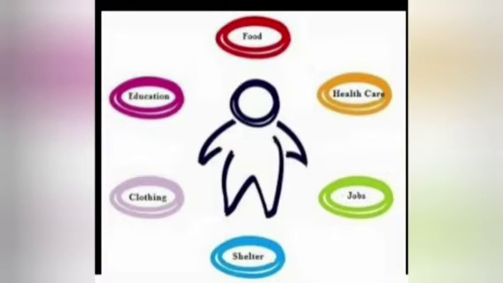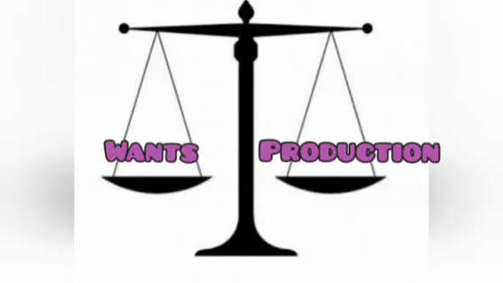Food, shelter, clothing, hospitals, schools, etc. should be made available according to the wants of the society. There should exist a balance between the wants of the society and the quantity of a product. So there must be a balance between the wants or the needs of the society and also the quantity of a product.